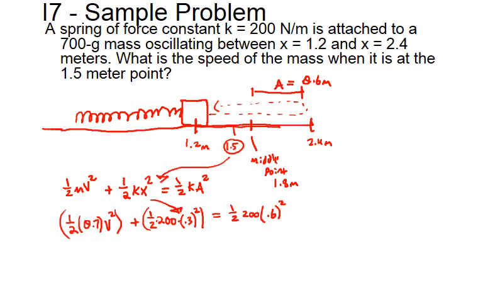Okay, so there, 1.5, so that's 0.3 from equilibrium. You should get 8.78 meters per second for that spot.